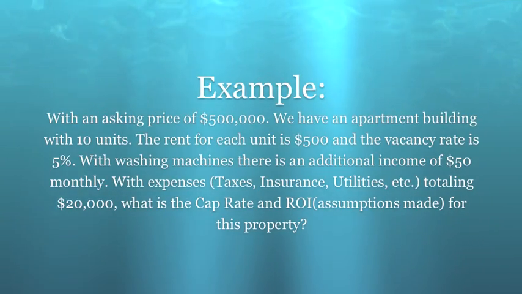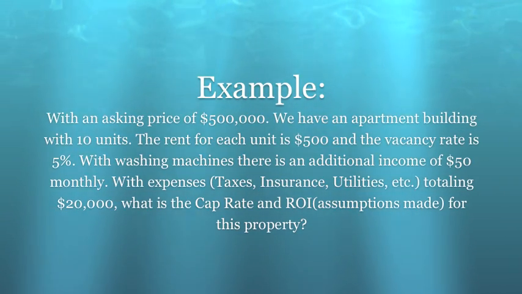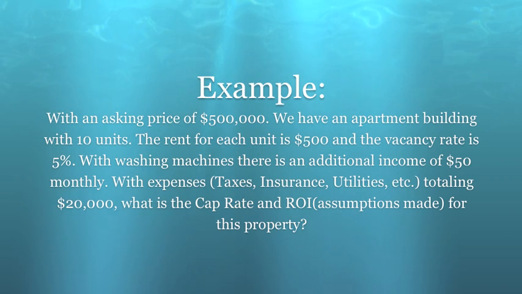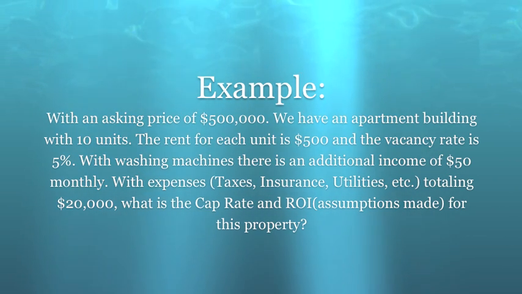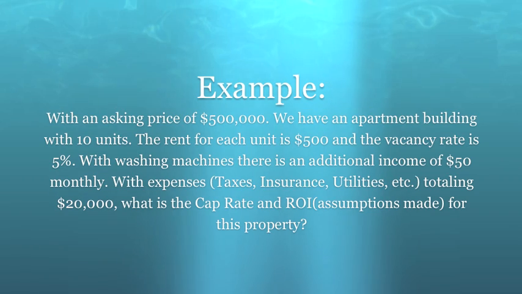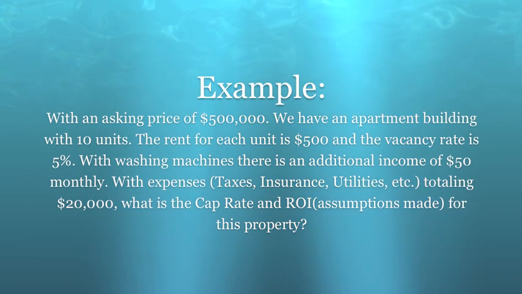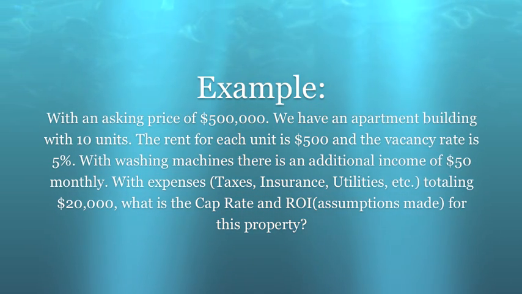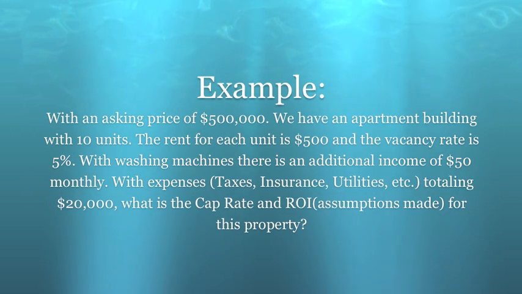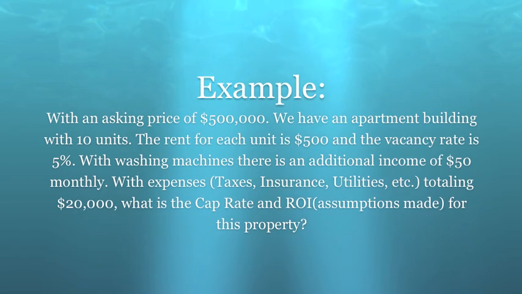With basic terms out of the way, let's take a look at this example. With an asking price of $500,000, we have an apartment building with 10 units. The rent for each unit is $500 and the vacancy rate is 5%. With washing machines, there is an additional income of $50 monthly. With expenses totaling $20,000, what is the cap rate and ROI for this property?